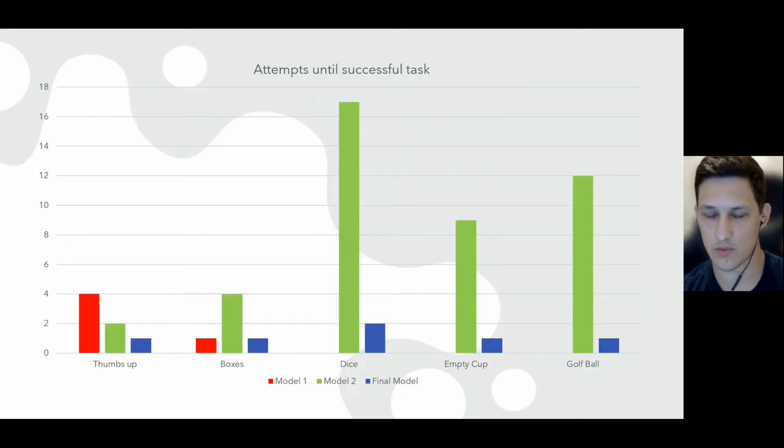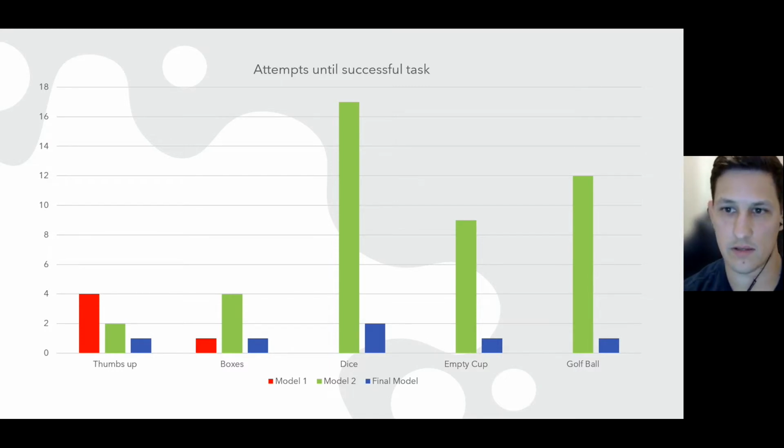And this is the easiest one to read. This is just the number of attempts it took for each model to complete a task. So the thumbs up was relatively easy for all, same with the boxes. And as I told you in the last slide, the dice, empty cup, and golf ball were not able to be manipulated by the first model.